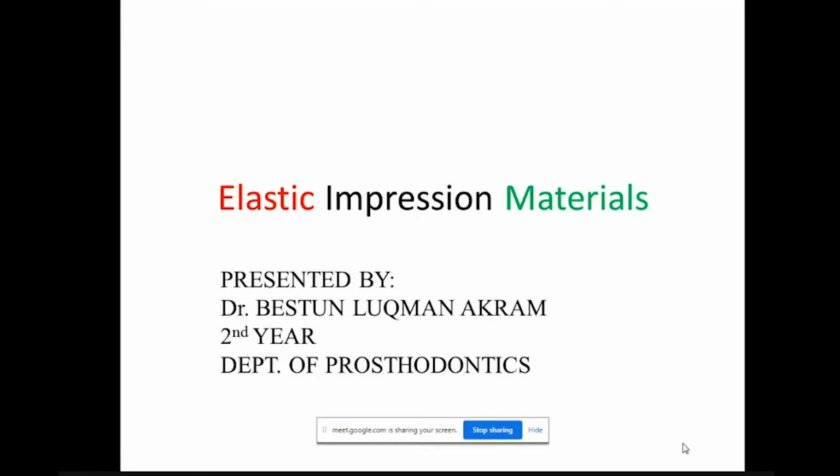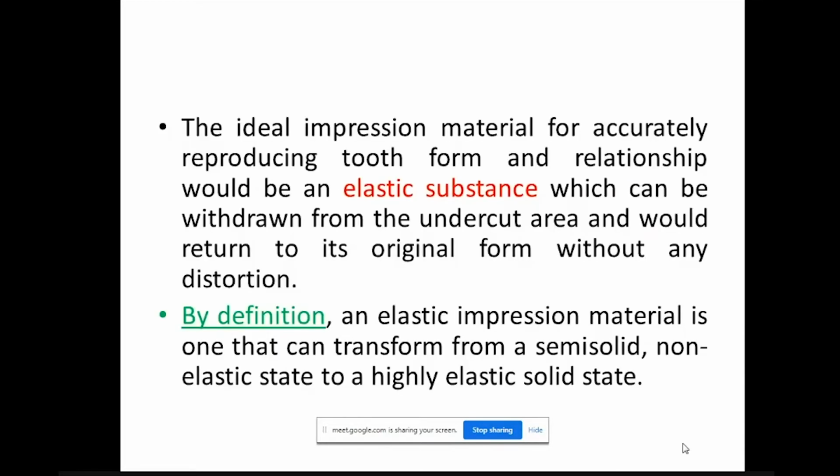Today we talk about elastic impression material. In the previous two lectures, we talked in general and in detail about rigid impression materials, zinc oxide eugenol paste and impression compound. From today, we will discuss the elastic impression materials in detail.